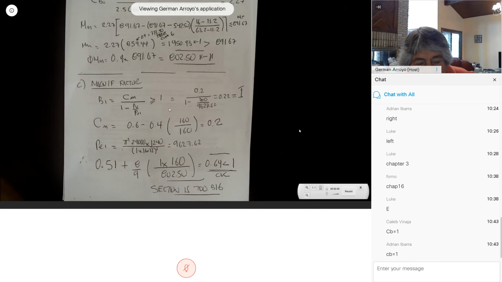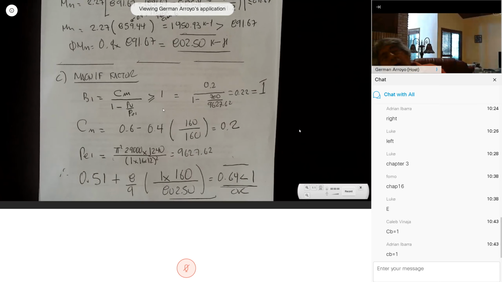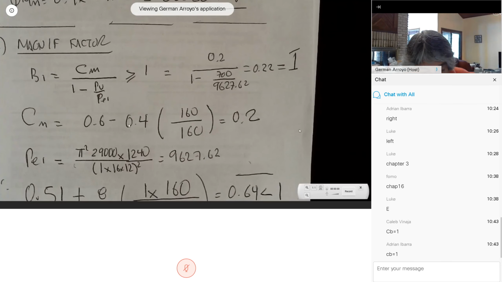I need to compute the magnification factor. This is the equation. I already told you 100 times that it has to be equal to 1 or larger. One more time, 101 times: it has to be larger than or equal to 1. It's not a reduction factor. Look, 0.6 minus 0.4 times the ratio M1 over M2.